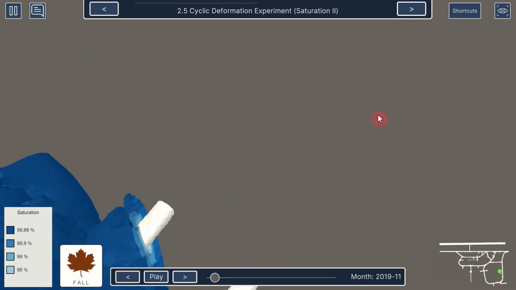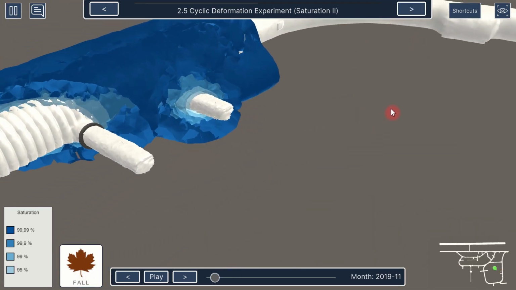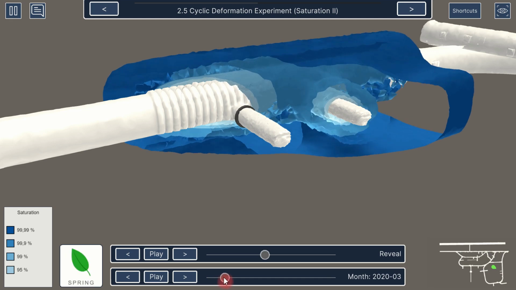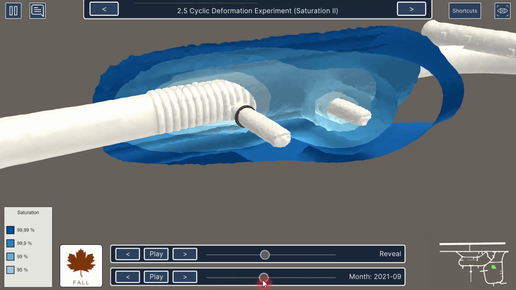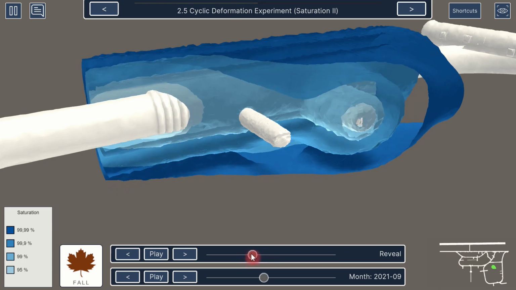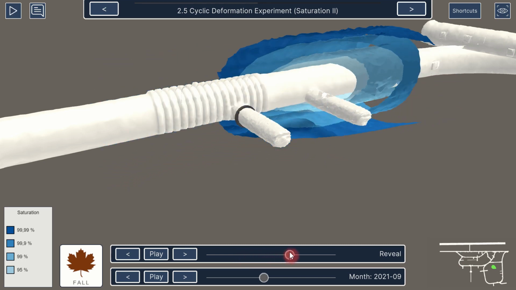In this view, you see the same simulation data, but this time the contour surfaces are displayed opaque. The lower slider still controls the time. With the new upper slider you move a clipping plane. This allows you to select the focus of your exploration individually.